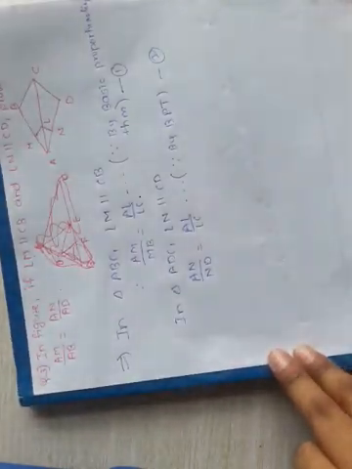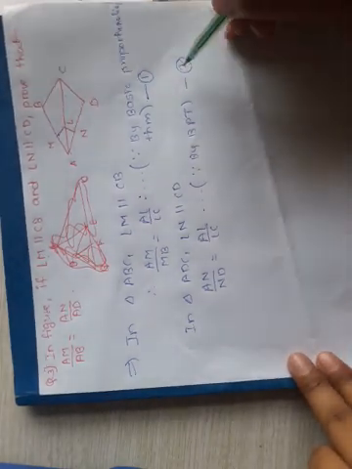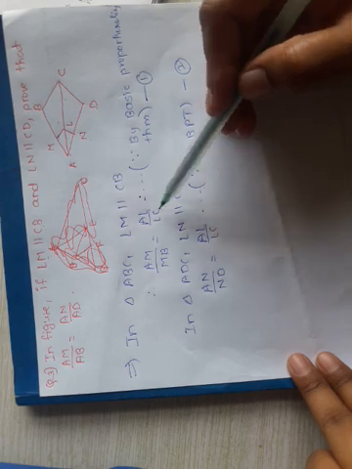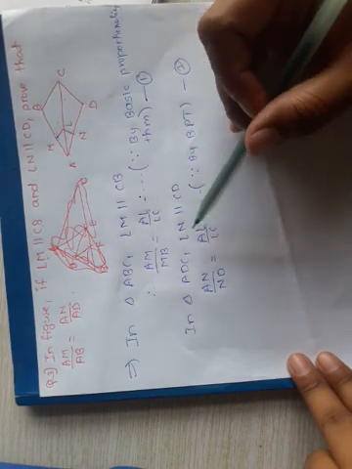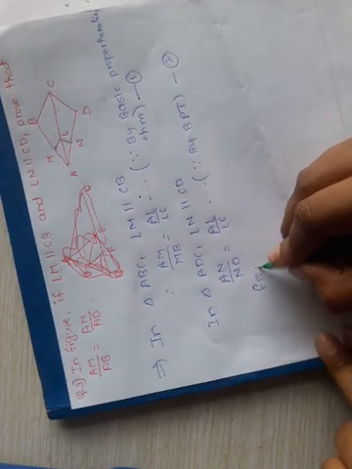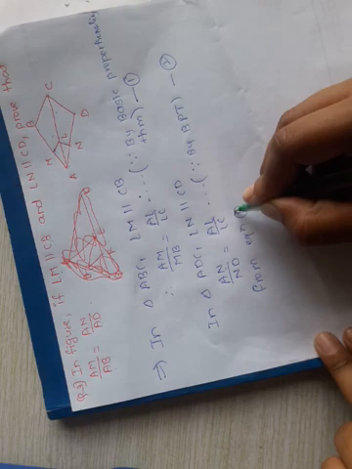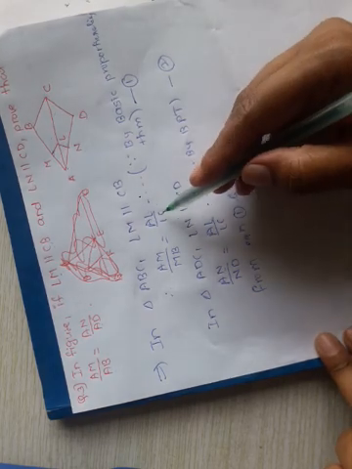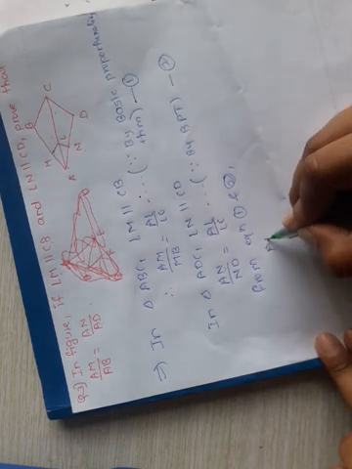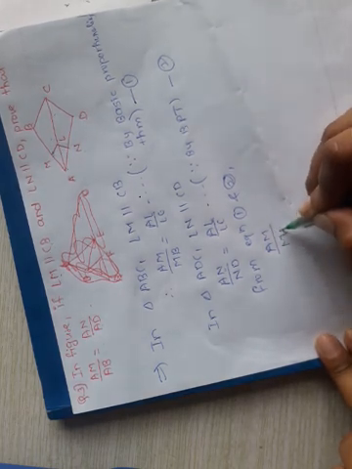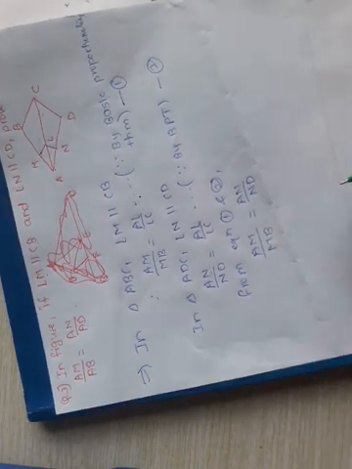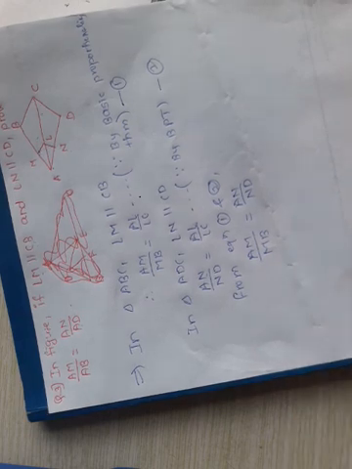So from equation 1 and 2, now observe equations 1 and 2. See, AL upon LC, and in this equation again AL upon LC, means the RHS are equal. If RHS are equal, then we can say that LHS must be equal. So from equation 1 and 2 we get AM upon MB is equal to AN upon ND.